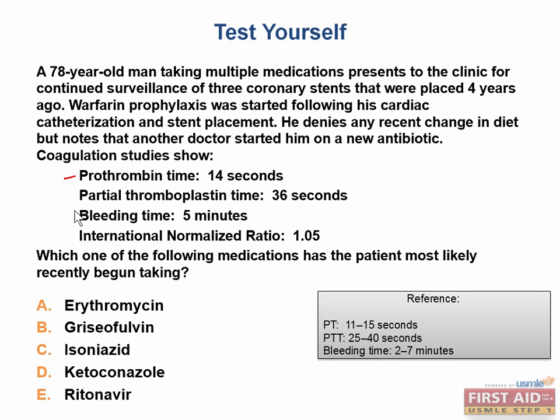We have a prothrombin time of 14 seconds, a partial thromboplastin time of 36 seconds, bleeding time of 5 minutes, and an INR of 1.05. Which one of the following medications has the patient most likely begun taking? Is it A, erythromycin, B, griseofulvin, C, isoniazid, D, ketoconazole, or E, ritonavir? I'll give you a second to think about it.